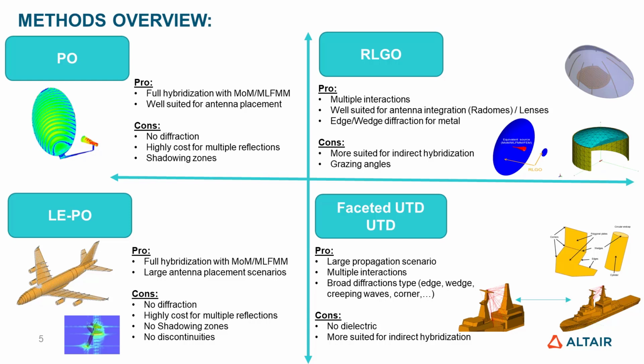We also have the large element physical optics, which provides full hybridization with method of moments as well as MLFMM and is well suited for antenna placement scenarios and provides fast results. Lastly, we have the faceted UTD or the uniform theory of diffraction method, which is well suited for large propagation scenarios where multiple interactions have to be taken into consideration. Having said that, each of these different methods has its own cons or disadvantages which have to be considered before you choose them for any application.